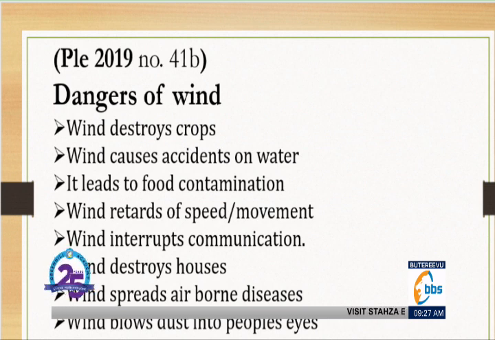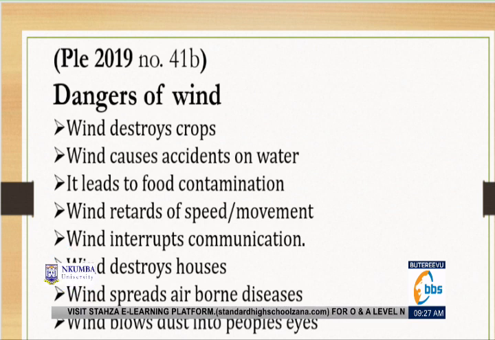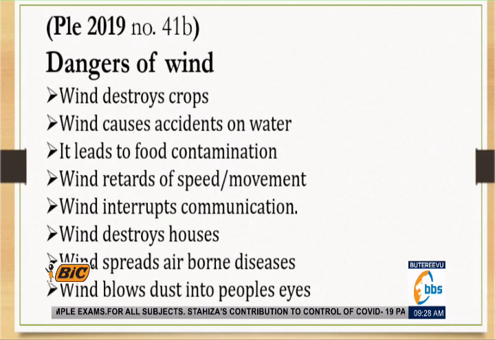It leads to food contamination. And it also retards speed. Wind retards speed or movement. It can interrupt communication. It destroys houses where we live. It spreads airborne diseases and blows dust into people's eyes. Okay, let's move to the illustrations here.